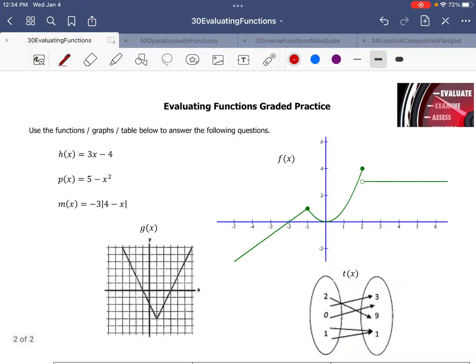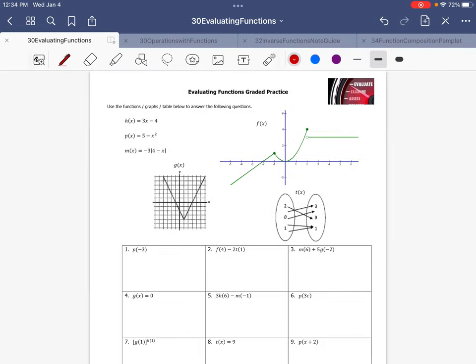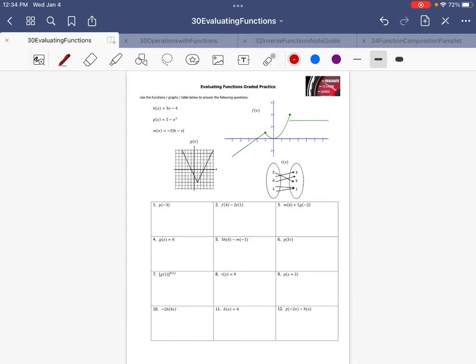Now, the problems on the back, everybody's going to do on their own for a little grade. You have a good sampling of problems. There's some equations, there's some graphs. So you're going to very carefully work through these 12 boxes, see if you can evaluate each of these correctly.